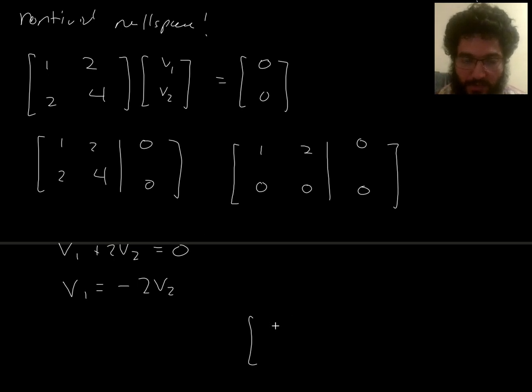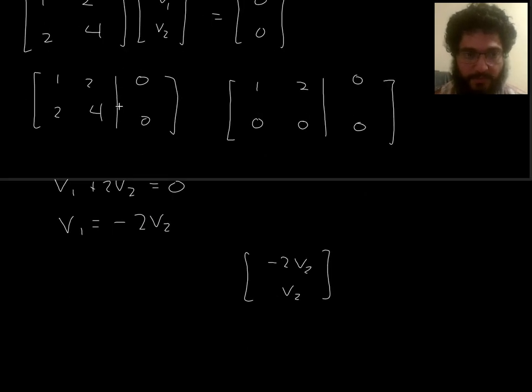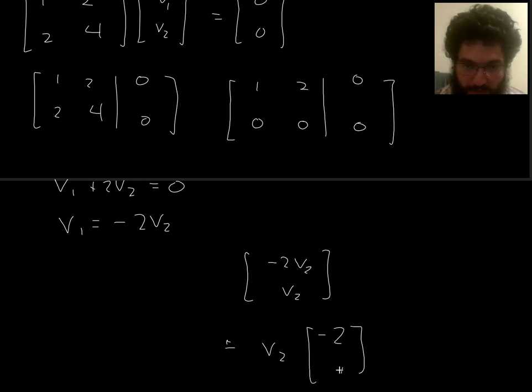So then what are the vectors V1, V2 that work, that get killed by this matrix? They're all the vectors that have their V1 position being -2 times their V2 position. So these kinds of vectors. Here's another way to describe it. V2 times (-2, 1), this vector. So this direction is the direction that gets killed, and any scalar multiple of that, anything along that direction, is going to get killed.